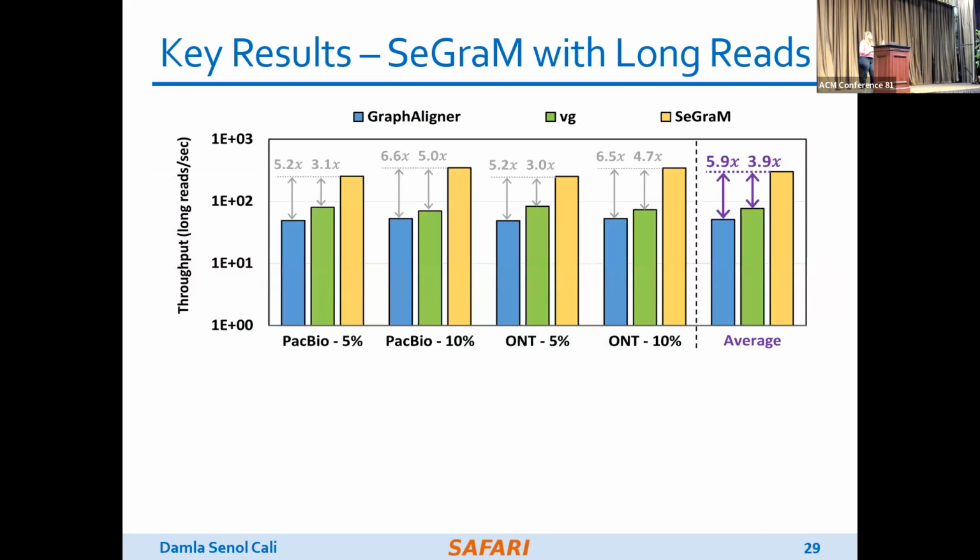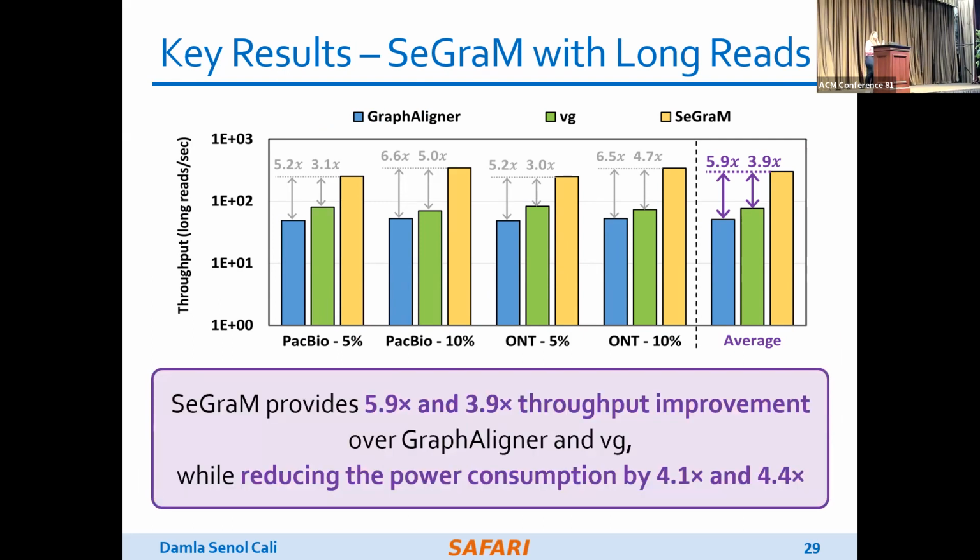Let's look at our long read analysis for sequence to graph mapping with SIGGRAM. Here we only show our throughput numbers in the plot, not the power numbers. We compare SIGGRAM with two state-of-the-art sequence to graph mapping software tools, GraphAligner and VG. And we find that SIGGRAM provides around 6 times and 4 times throughput improvement over these baselines, while reducing the power consumption by more than 4 times for both.